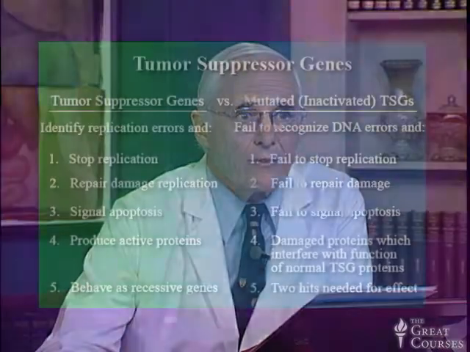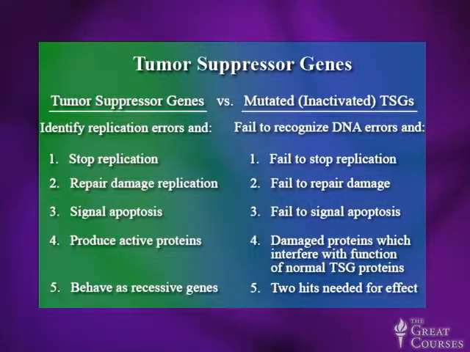And this is a comparison of what happens between the normal tumor suppressor gene and the inactivated form that happens by mutation. Its job is to stop replication, repair the damage, or if damage can't be repaired, to signal apoptosis. Remember, that's cell suicide. That's the active suicide that the cell can signal. It's really, again, the cyanide pill that the spy has. And it can kill itself actively, the opposite of necrosis, which is a passive death. And it produces active proteins that help in this corrective process.